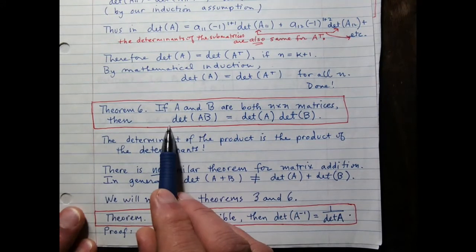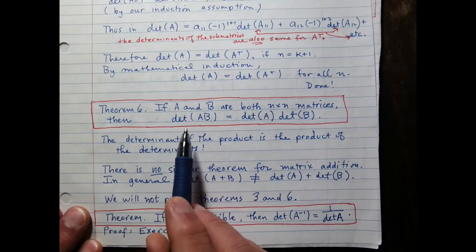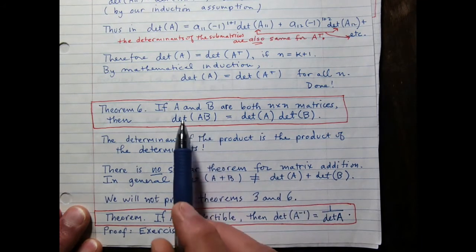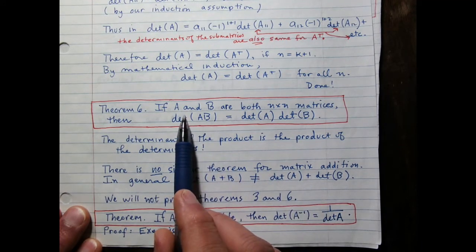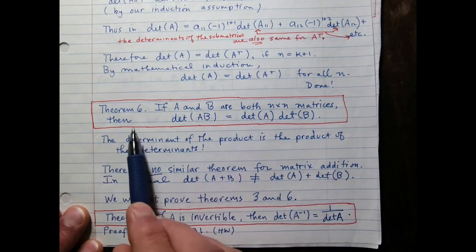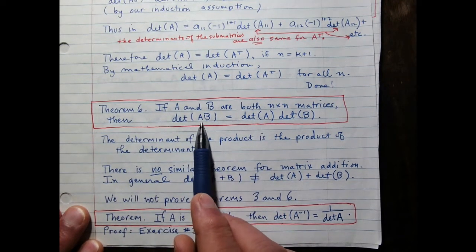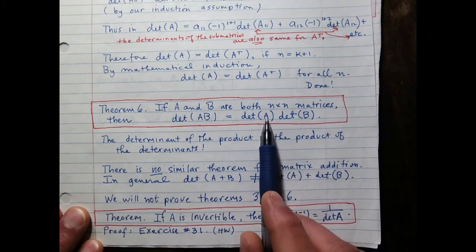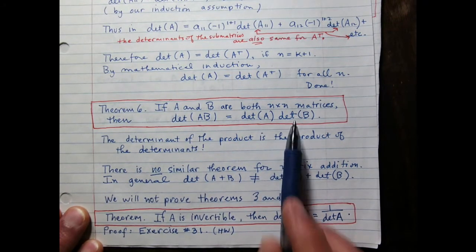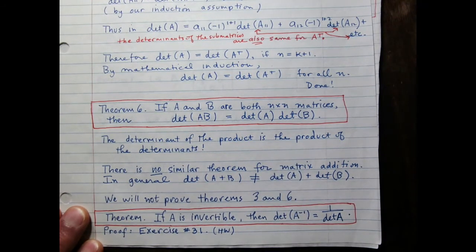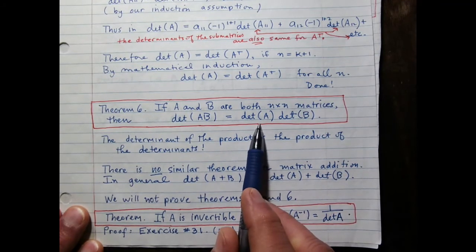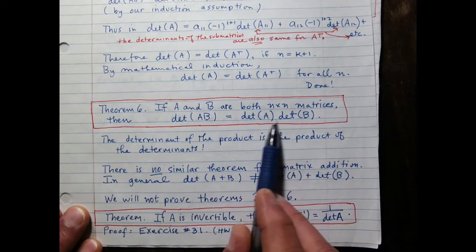Theorem 6 is the second super important. So Theorem 4 and 6 are so very important in this chapter. Theorem 6: if A and B are both n by n matrices, then the determinant of A times B is the determinant of A times the determinant of B. To me, that's kind of an amazing observation.